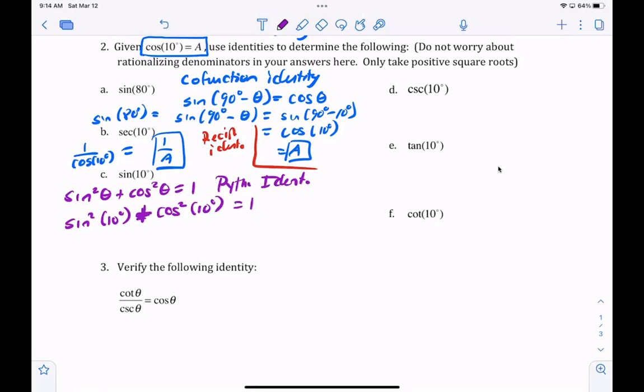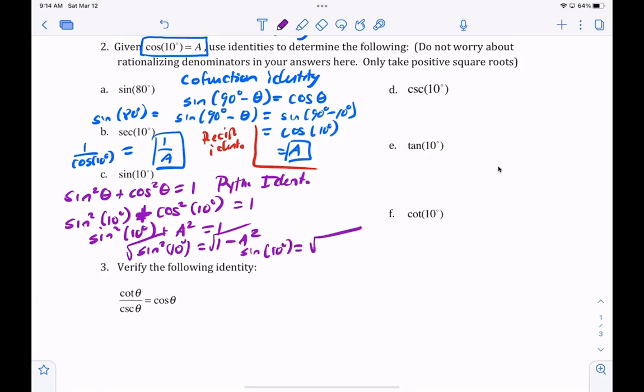Cosine of 10 degrees is A. So this becomes A squared. So sine squared 10 degrees plus A squared is equal to 1. So sine squared 10 degrees is equal to 1 minus A squared, subtracting A squared from both sides of the equation. And now we can take the square root. And so sine of 10 degrees is the square root of 1 minus A squared.